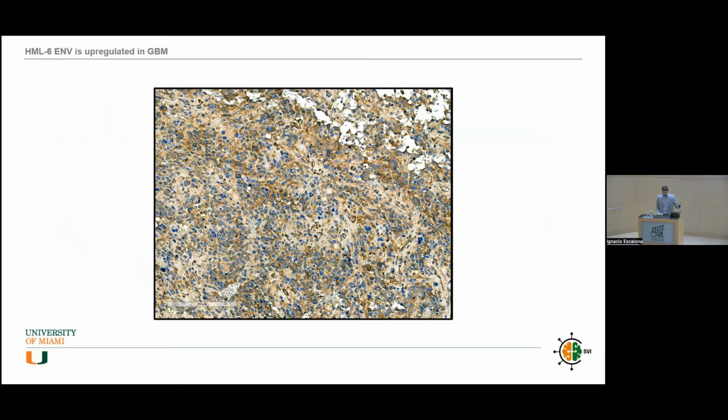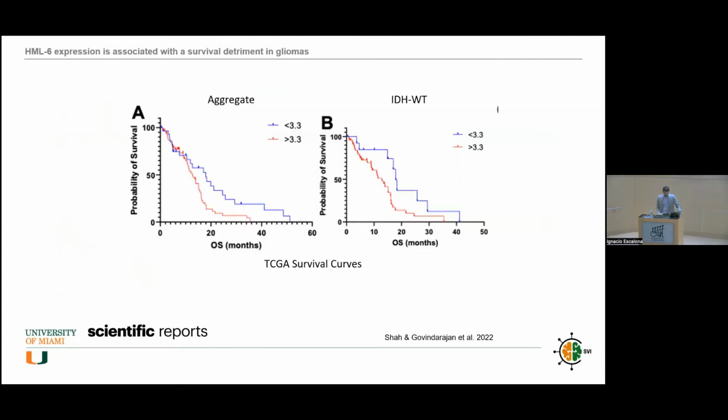And this was in several, like 8 or 9 patients that showed overexpression of this HML6 envelope protein. So then we also went into TCGA, and I said there's about 6 or 7 transcripts that are actually encoded in TCGA. Luckily, this one transcript is actually annotated in TCGA. So if you look at the TCGA database and look for expression of this one locus, that correlated to worsened survival in both aggregate GBM populations and wild type GBM populations. So this is again independent of IDH mutational status.